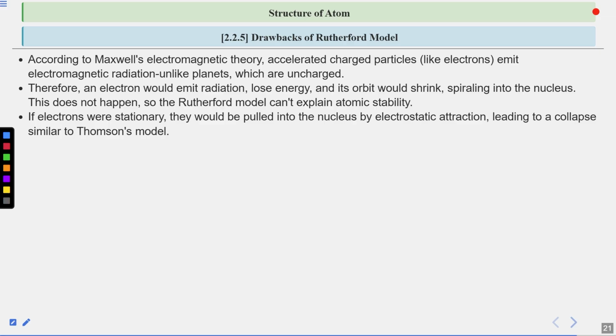Now, next thing: if the electrons were stationary, if we do not consider the circular movement, suppose they are stationary like in the Thomson model, then what will happen? The electrostatic interaction will pull the nucleus and the electron together, and ultimately they will collapse. It means they can't revolve around, nor can they stay in a specific position. Both can result in the collapse of the atom.